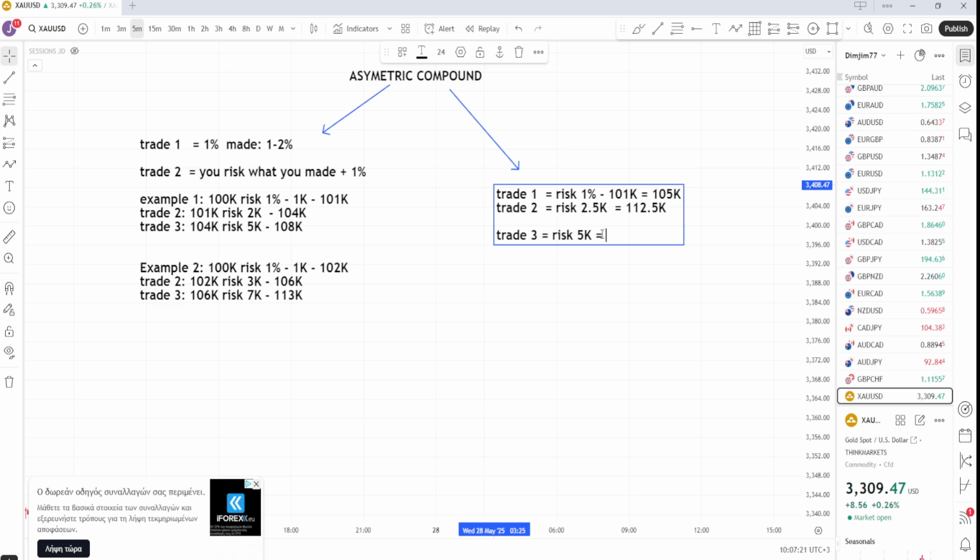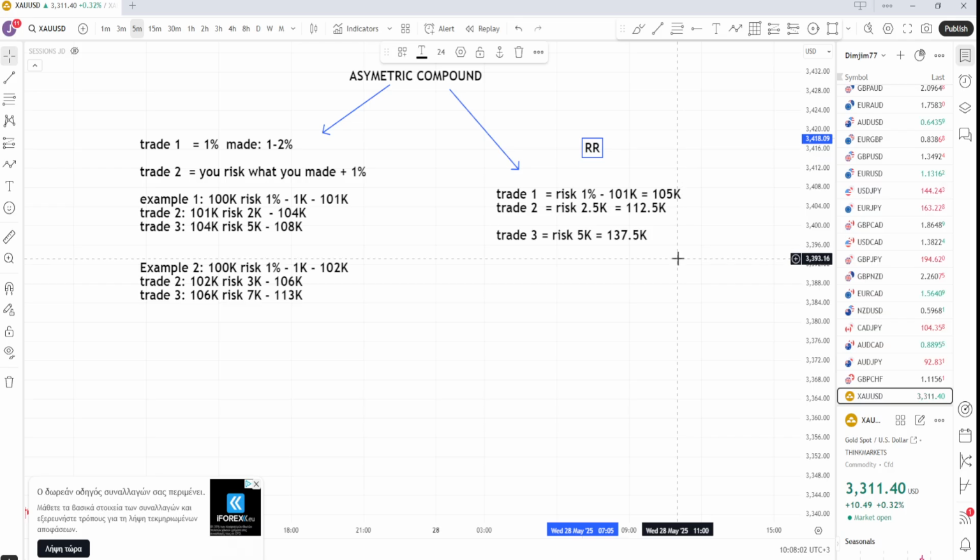Let's say we do again 4R, which, the ones that know, they know. We made 20k plus 7.5k that we have, we go to 137.5k. Now all this works because we have good risk reward. And most people think like high risk, high reward, small risk, small reward.